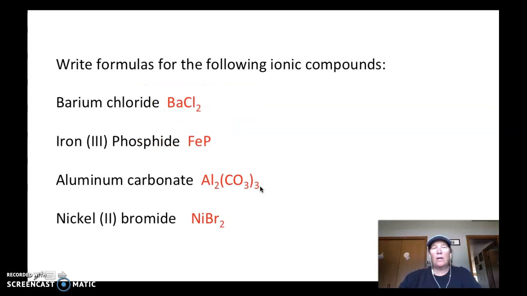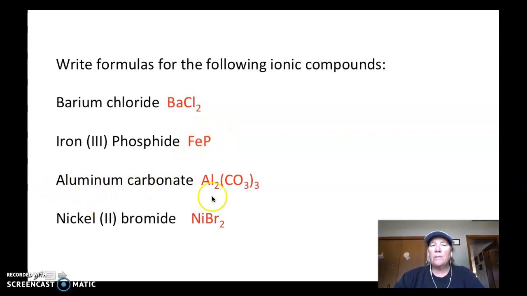And here's some more. Again, when you're doing the formulas, write the charges. Barium's +2, chlorine's -1. They don't equal each other, so you crisscross them. Don't put them down here, put them over here. They go opposite. Iron 3, so iron's 3. Phosphide, phosphorus is -3. So if they're 3 and 3, you don't have to do anything, just write the symbols.